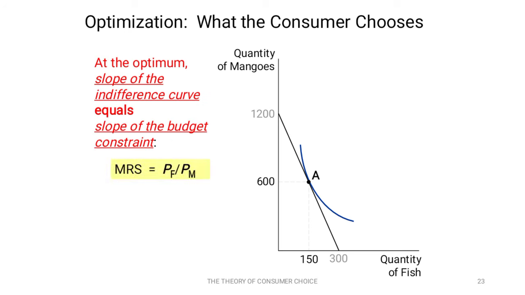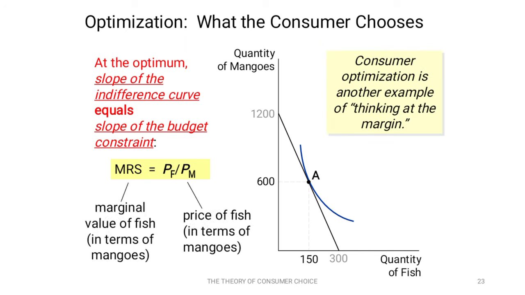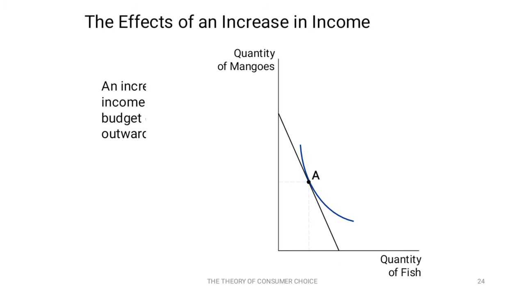So where the slope of the indifference curve equals the slope of the budget line, that's where MRS is equal to the price of fish over the price of mangoes. So that's it. Consumer optimization is another example of thinking at the margin. That's true also for the effect of an increase in income.